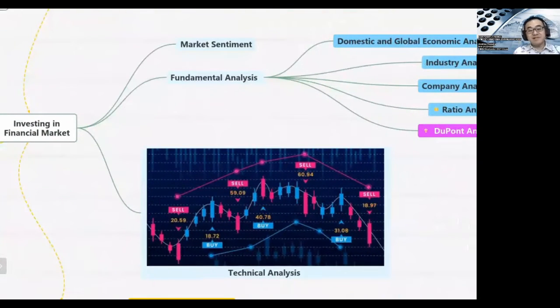In principle, buy low, sell high, easy. But in reality, it is not as simple as that. There are 3 factors to consider. First is just to follow the market sentiment. Now, technical analysis and fundamental analysis are 2 of the main schools of thoughts for market analysis.